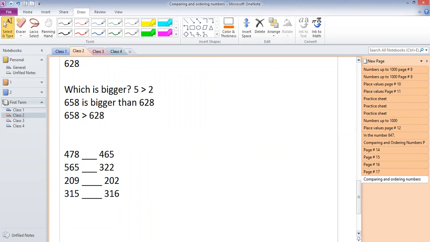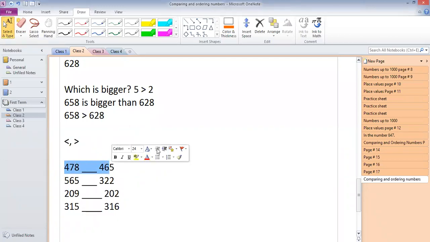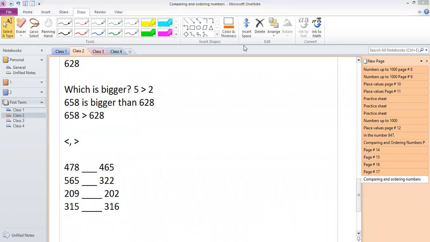316. Guys, you have to put here the symbols greater than or less than. Okay, so 478 or 465. Which sign should I write? Is 478 less than 465, or this sign? 478 is greater than 465. Answer me in the chat box, guys. What sign should I write between 478 and 465?